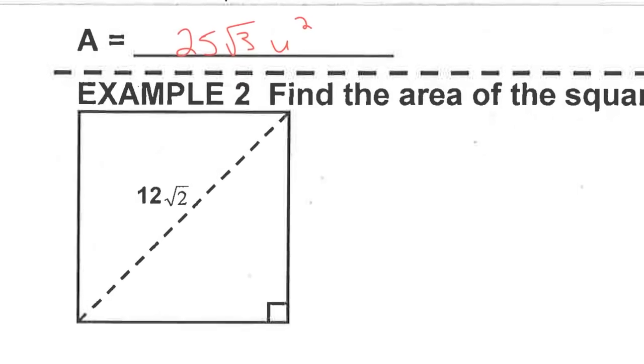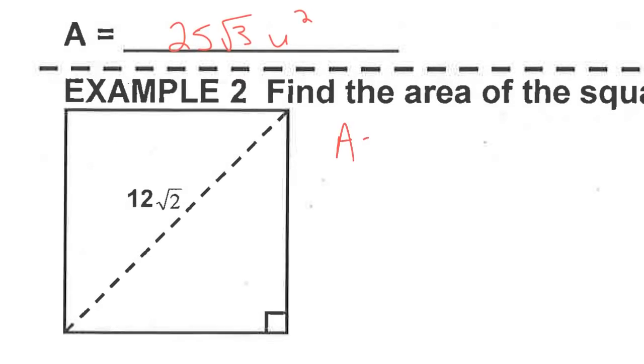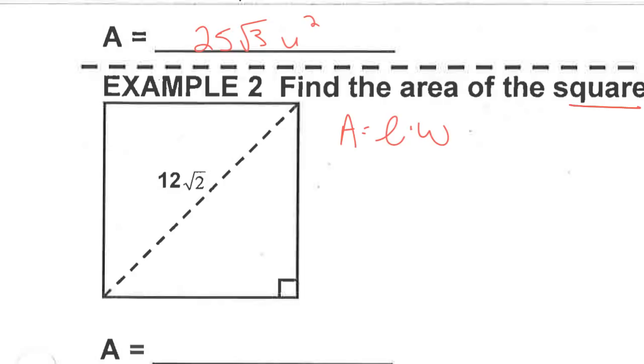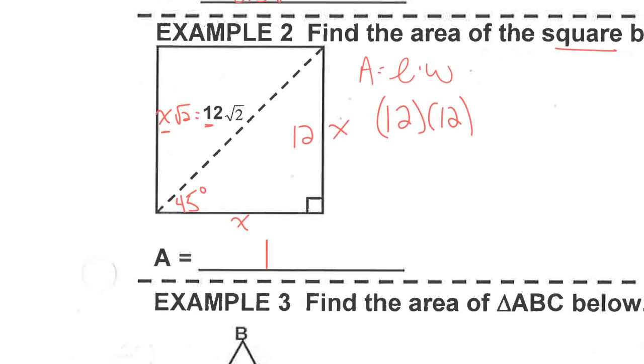The next one, we've got a square. So again, length times width, base times height. We don't have either of them this time. If we find one, we have the other since it appears to be a square. So I do know that since it's a square broken in half, it's a 45, 45, 90 triangle. So across from the 45s are the x's. The hypotenuse is the x square roots of 2. So that means x is 12. Now I know the length and the width. So I really have 12 times 12, which is 144 units squared. So those are pretty easy.